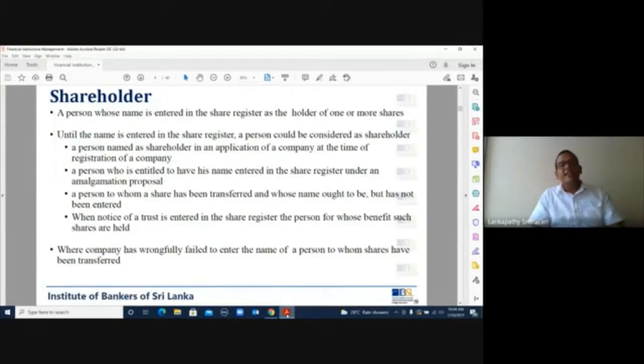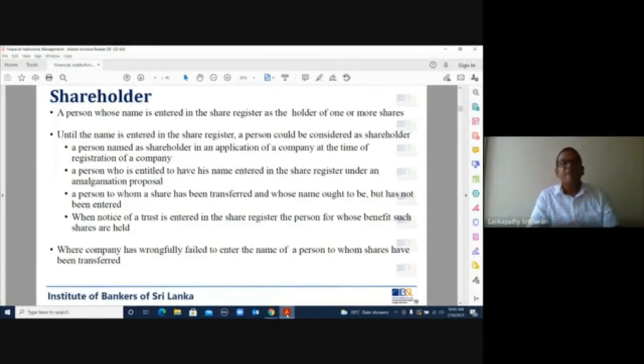The second one is a person who is entitled to have his name entered in the share register under an amalgamation proposal, then he or she can be considered as a shareholder. And the third one is a person to whom a share has been transferred and whose name ought to be entered but has not been entered. For example, in the share market or somewhere, I bought the shares, but my name has to be entered into the share register, and still it has not been entered.